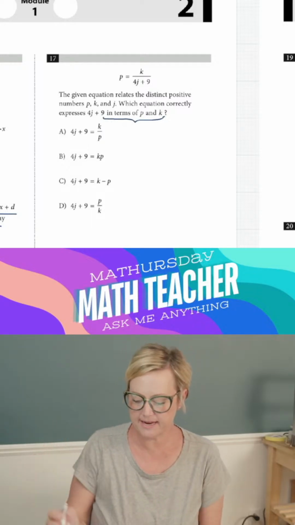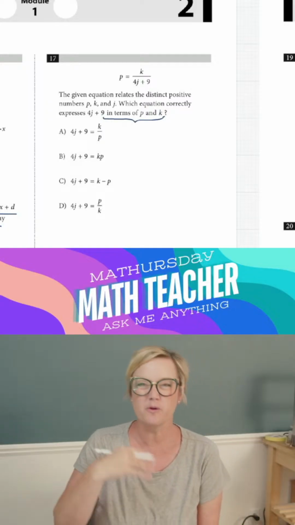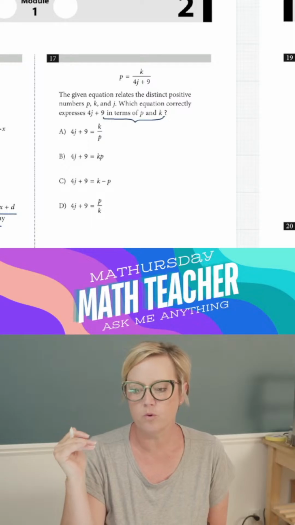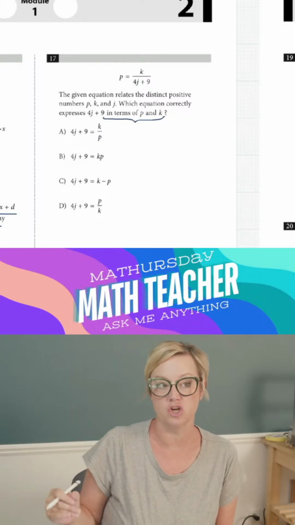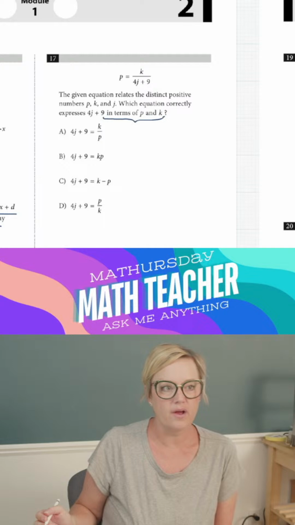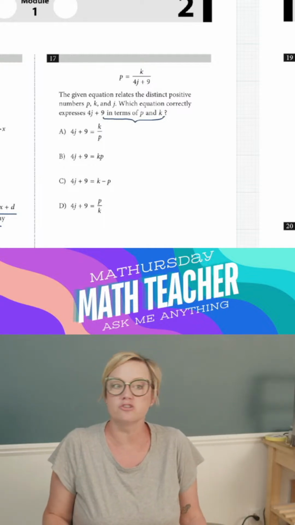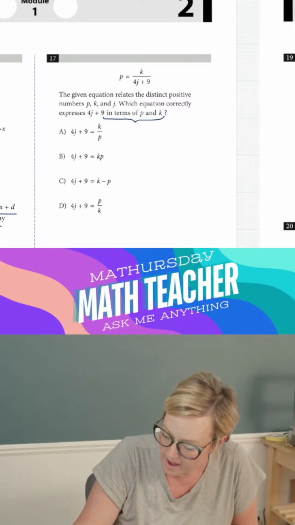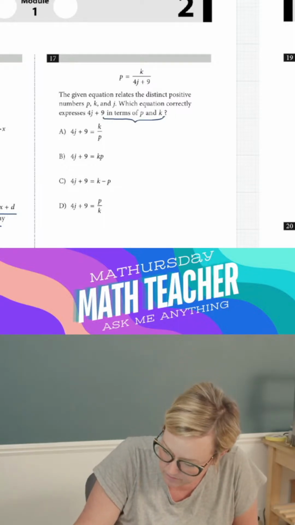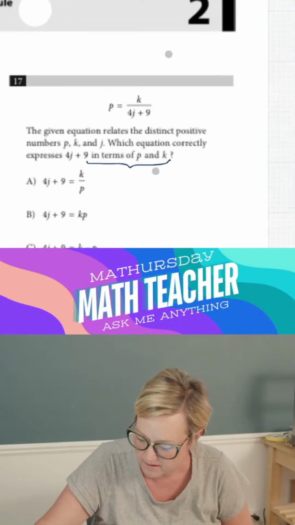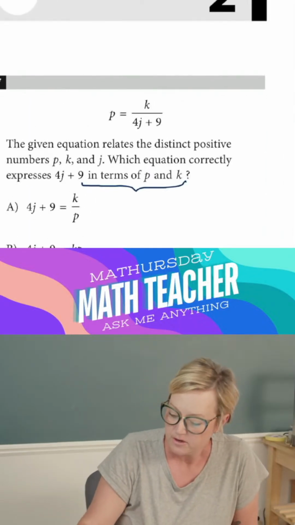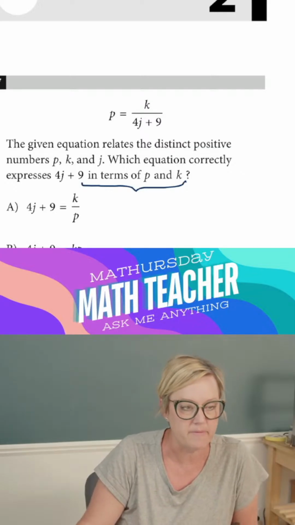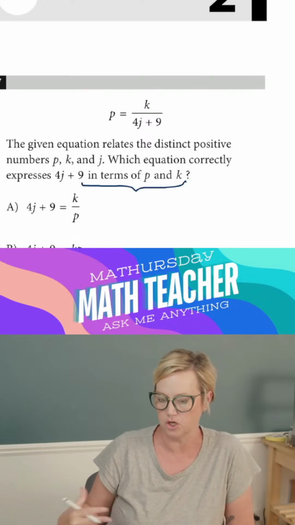This feels really complicated, but it's pretty straightforward, but it's one of those things where this is why we practice, because then we're ready for questions like this that show up. So you're translating it into a different language. Okay, so we've got P. I'm just going to rewrite this a little, and zoom in a little bit. I want to get it to be equal to 4J plus 9, because that's what I'm trying to write in terms of.